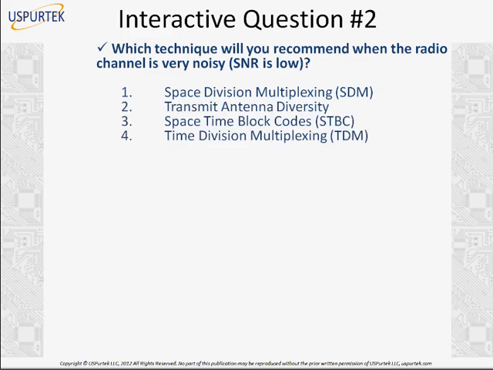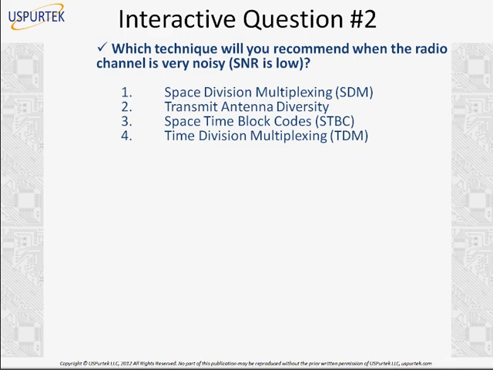Okay. Before we move on, let's have another question here. Which technique will you recommend when the radio channel is very noisy? In other words, the signal to noise ratio is very low. Please type your answer. The first one is space division multiplexing. The second one is transmit antenna diversity. Number 3 is space-time block codes. Number 4 is time division multiplexing. Some answers are coming in.